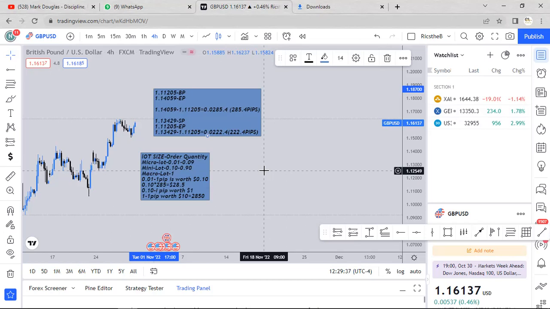So on our next session, I'll be doing market structure. We are now diving into the real deal.